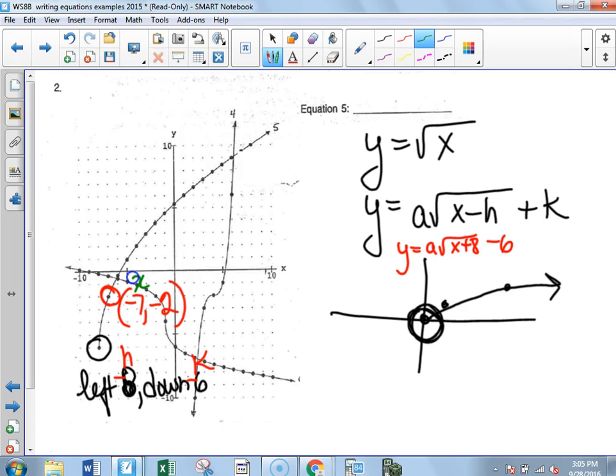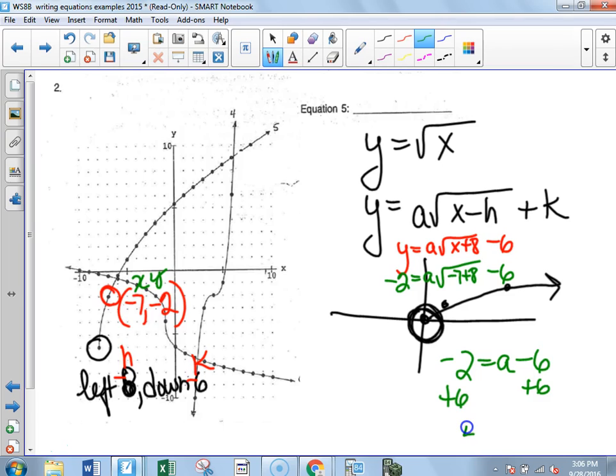And then I'm going to use this for an X and a Y still. -7 plus 8 is 1. Square root of 1 is 1. 1 times A is A. So we have -2 equals A minus 6.